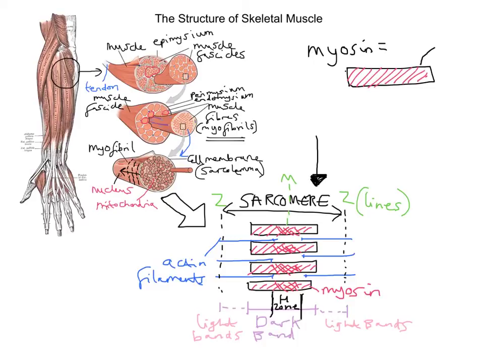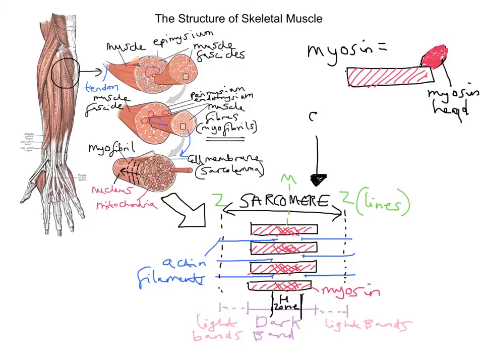Then what you have at the end of the myosin filament is actually something called the myosin head. Sort of an enlarged portion of this filament. So that bit there is what we call the myosin head. And that's all I'm going to say at this point on that.